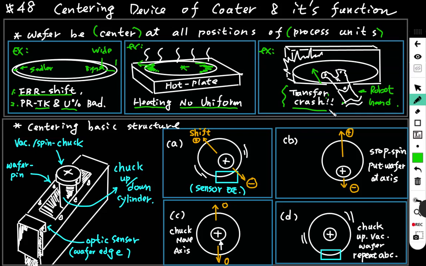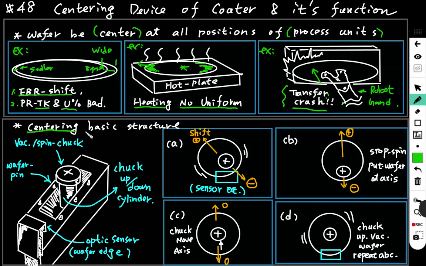So we must confirm, check and adjust the wafer center at the central position of the process unit.